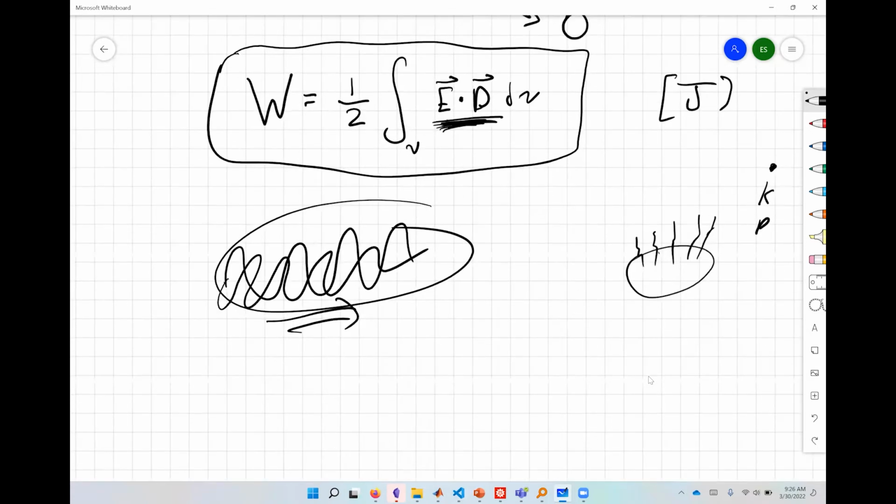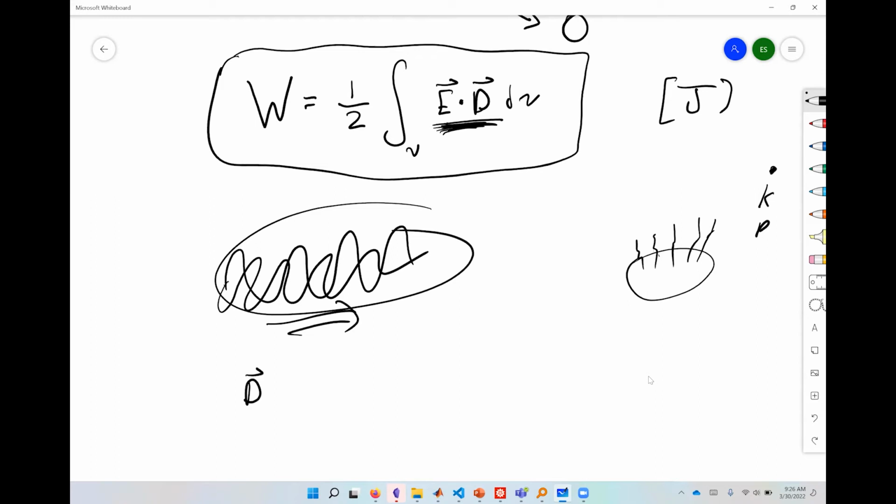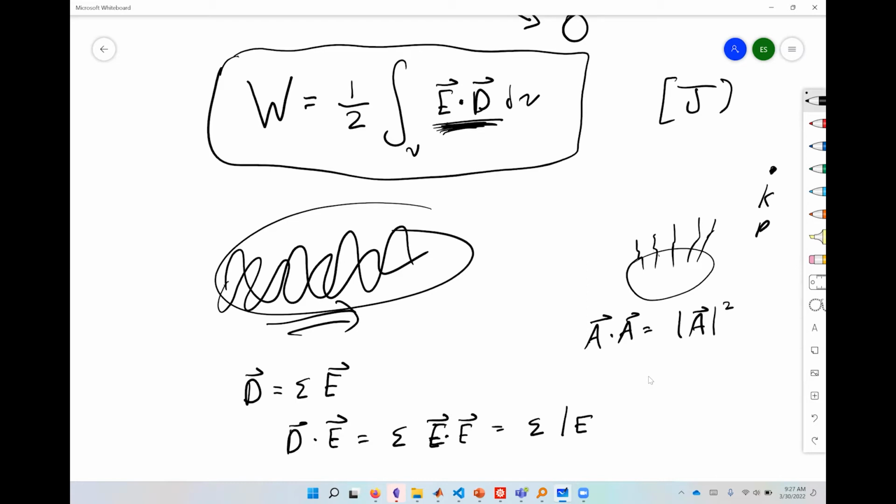Okay, we can write this in other forms. We have to remember that D equals epsilon E, right? So what is D dot E in this case? Well, it's epsilon E dot E. What happens to a vector when you dot it with itself? A dot A is just the magnitude of A squared. So this is epsilon E magnitude squared. I use shorthand notation where the magnitude of a vector is just the symbol for the vector without the arrow. I think the book uses this too.